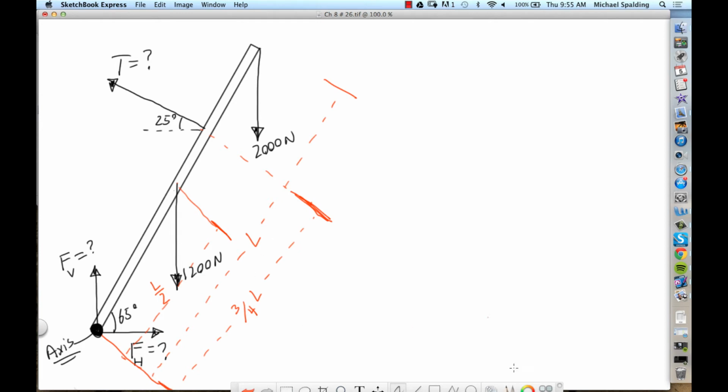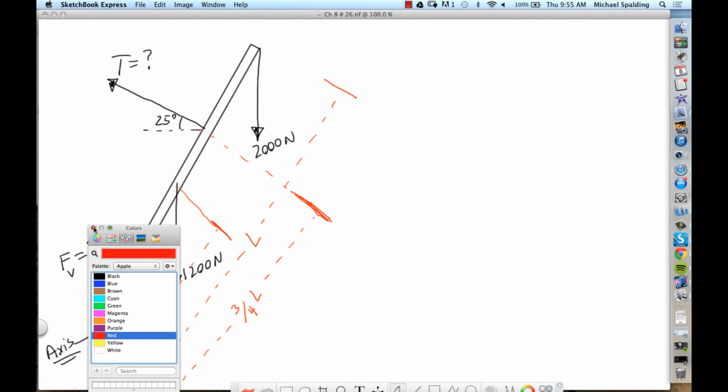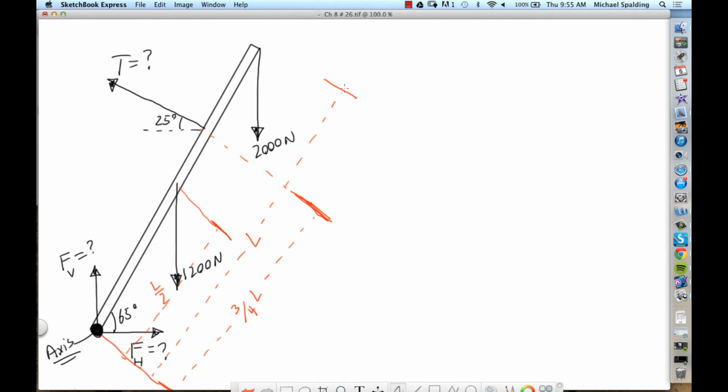All right, so we got 3 unknowns here. If there's 3 unknowns, how many equations do we need? 3. So here are the 3 equations. We are going to sum forces X, sum forces Y, and then lastly we're going to sum the torques. Okay, summing the forces in the X. We have 2 X forces. What are the 2 X forces? Force horizontal is X, and then what else is X? The horizontal component of tension, T sub X right here. Okay?